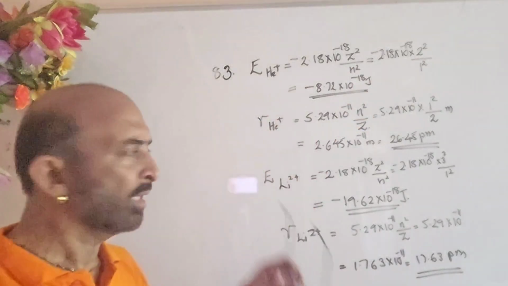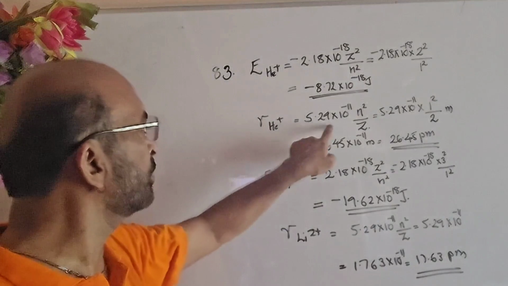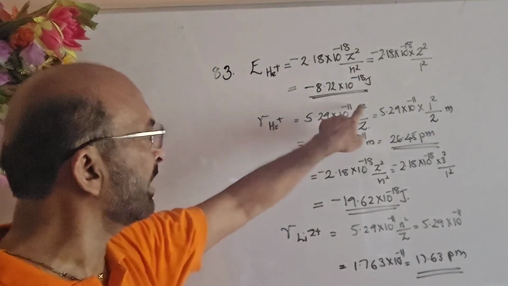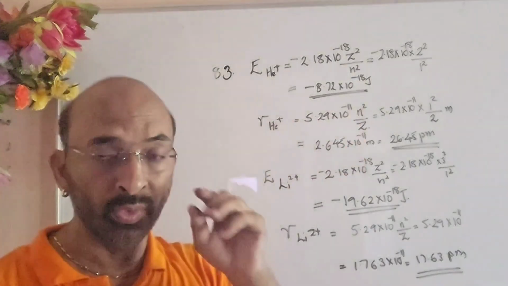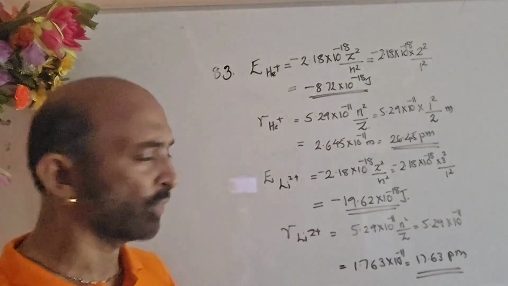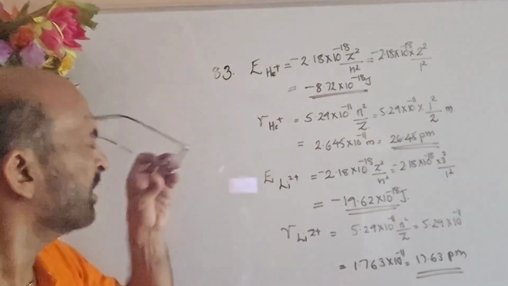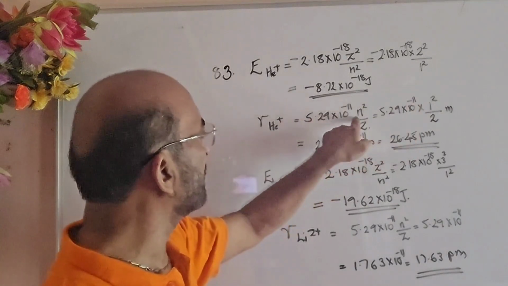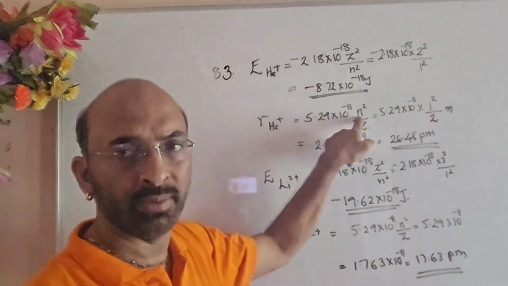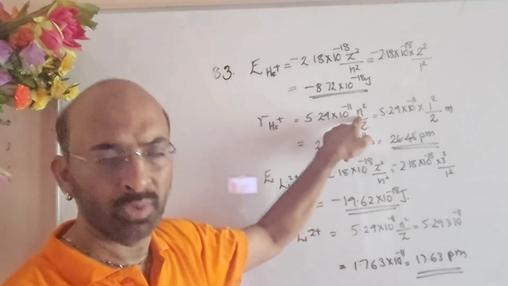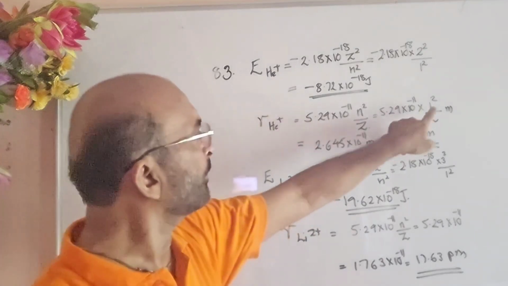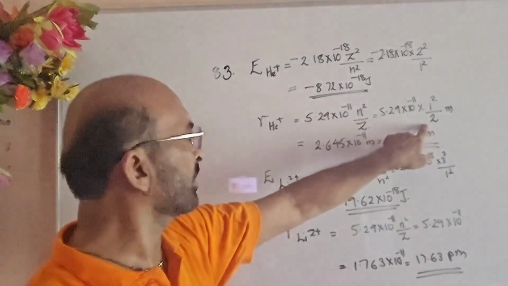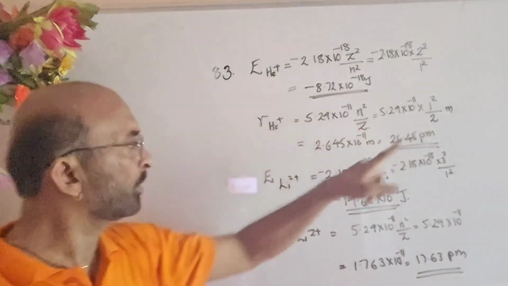Now the radius. Here the equation we have to study is 5.29 into 10 to the power minus 11 n squared by Z meter. For this particular constant, the unit is meter. Now you substitute 5.29 into 10 to the power minus 11, n is the first shell, because when there is only one electron, it will occupy n equal to 1. So 1 squared by Z, for He+ it is 2, isn't it?